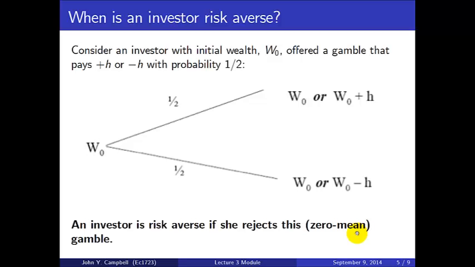Okay, so the average payoff is zero, and so this gamble is pure risk. There's no reward for taking the risk. So if you reject it, then we say you are averse to risk. You don't take risk for its own sake. You would only take it if you were paid to take it.